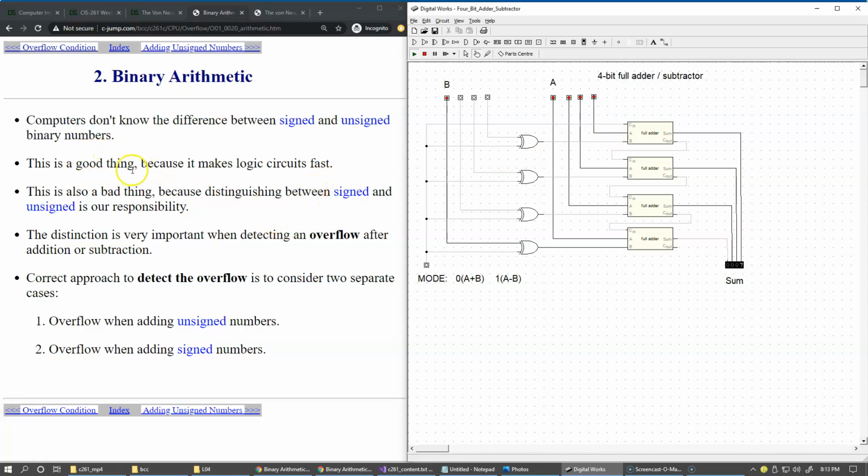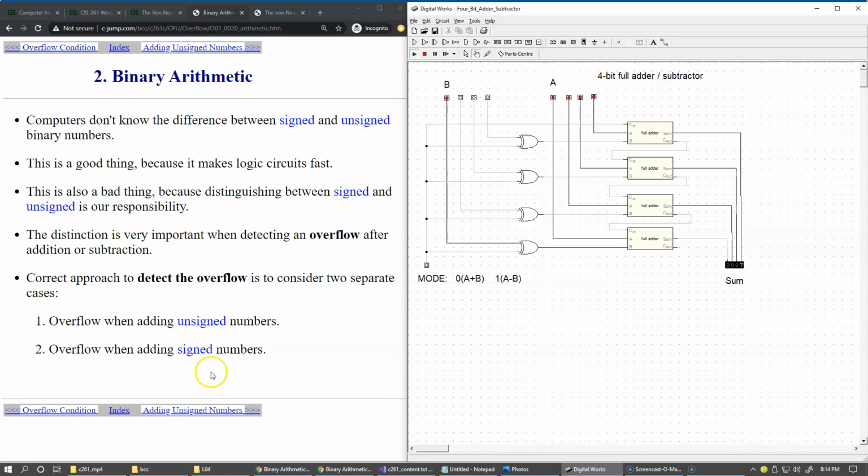So basically, this is really a great thing that this same circuitry can handle both positive and negative without any significant effort to distinguish between them, which makes our operations run faster, because it's the same circuitry. We don't have to build anything else. But the distinction is very important when detecting an overflow after addition and subtraction, of course, because we want to be sure that our results are correct. And we really must consider these two different cases.